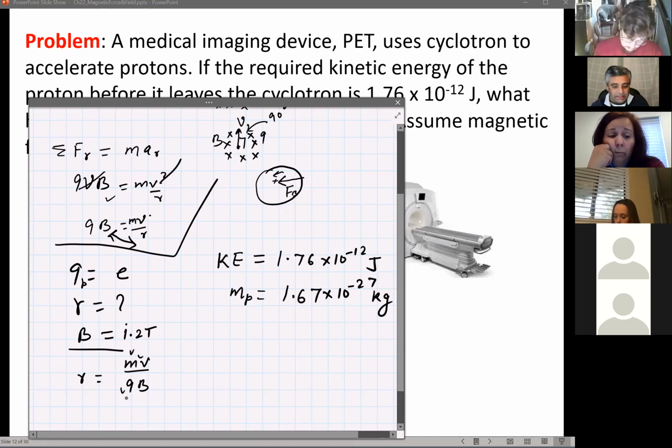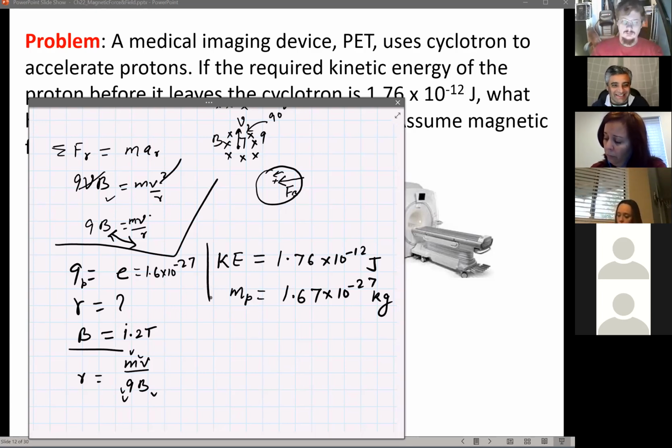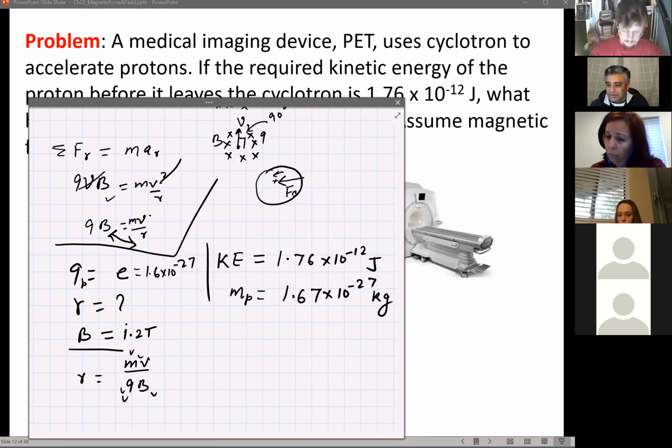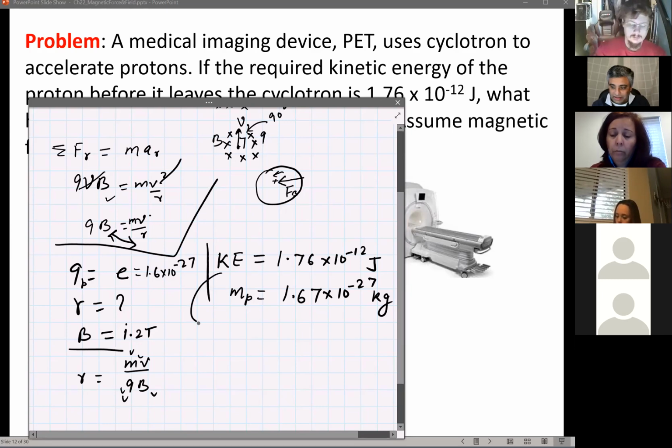So mass is known, Q is known, B is known. And yes, the charge of a proton is also known, which is E, that is 1.6 times 10 to the power negative 27. Okay, so we know everything but the speed. And I'm getting that suggestion that we need to solve for velocity using the kinetic energy equation. Kinetic energy has to do with the motion, so speed is there.